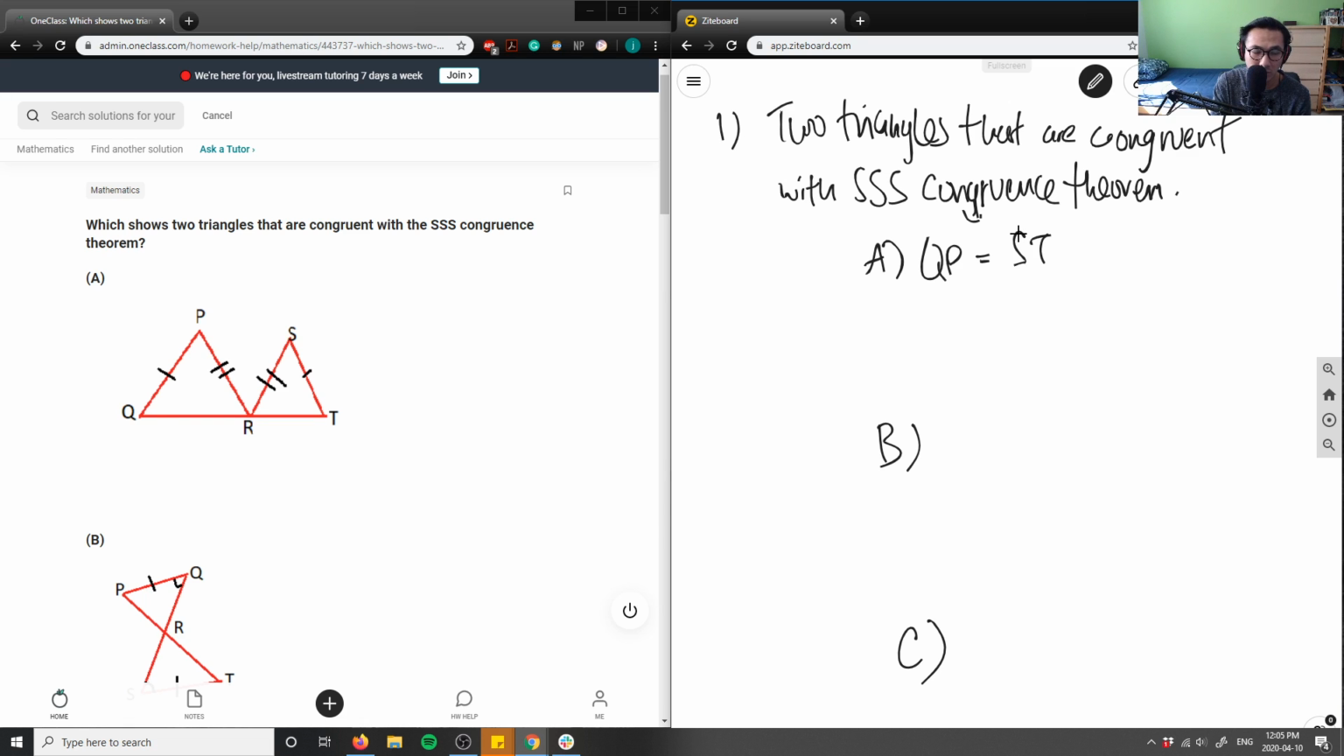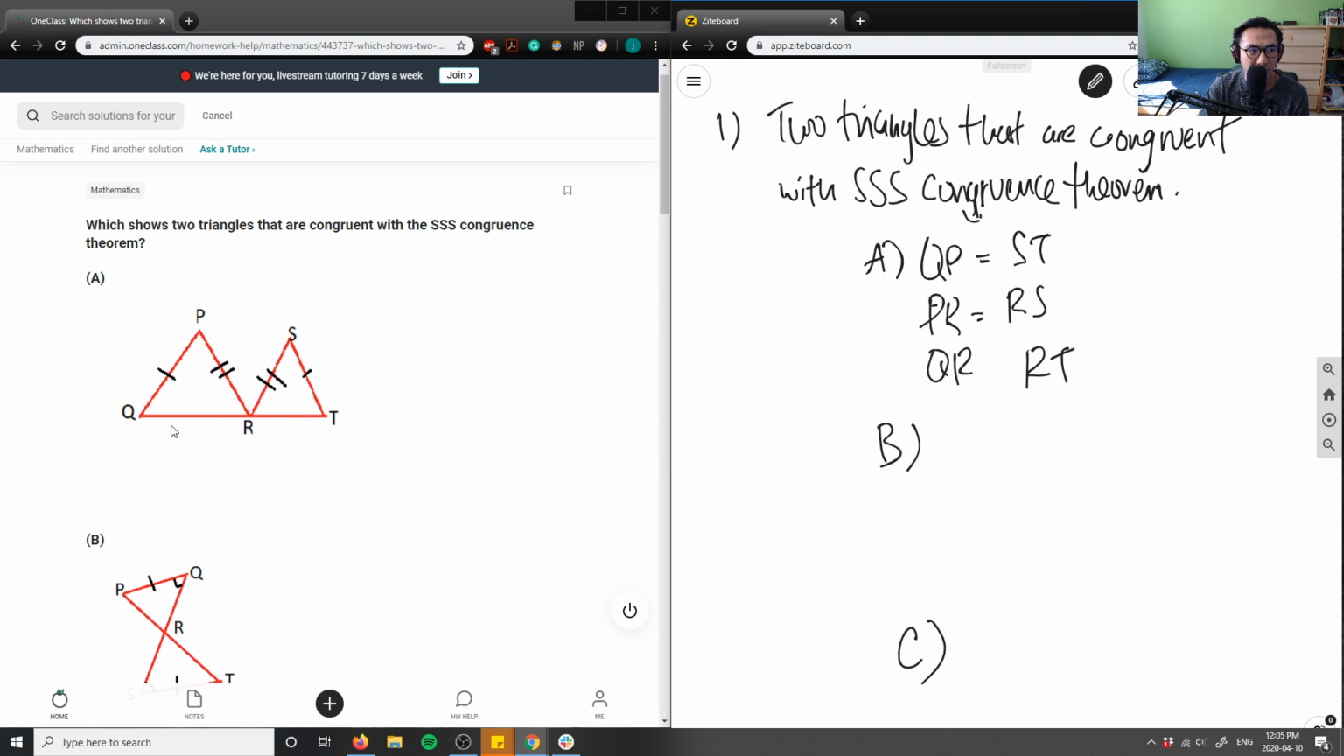Because they're equal, and then PR is also equal in length to RS, right? Because I have these two dashed lines that represent that they're equal in length. So two sides are equal to each other. But what about QR and RT? Are they equal to each other? In this case, no, right? I don't have lines that signify that they're equal to each other.